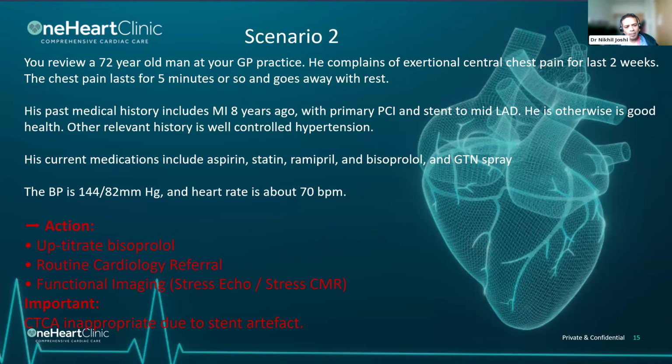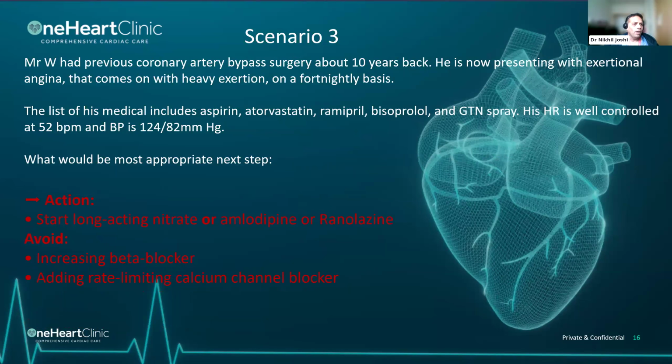Functional testing would be appropriate here, for example, a stress echo or a stress MRI. But equally, a lot of cardiologists would proceed with invasive coronary angiography, given the step change in the symptoms and established coronary disease. From a primary care perspective, it's important to up-titrate his beta blockers. It's important to note that CT coronary angiogram is not appropriate here because of the stent artifact that you often see, and it makes it very difficult to analyze the underlying plaque beneath or close to a stent.